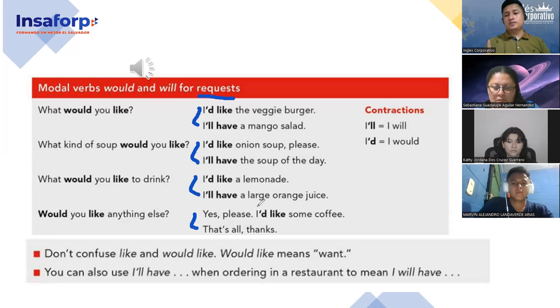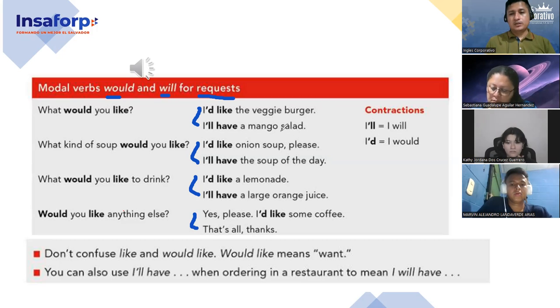We request as customers. Yes? That's what we do. We have two options to do it. One is with would, with contraction, I'd like the veggie burger. Or you can say with will, I'll have a mango salad. I'd like onion soup, please. I'll have the soup of the day. I'd like a lemonade. I'll have a large orange juice. Yes, please. I'd like some coffee. That's all. Thanks. So these things are requests.